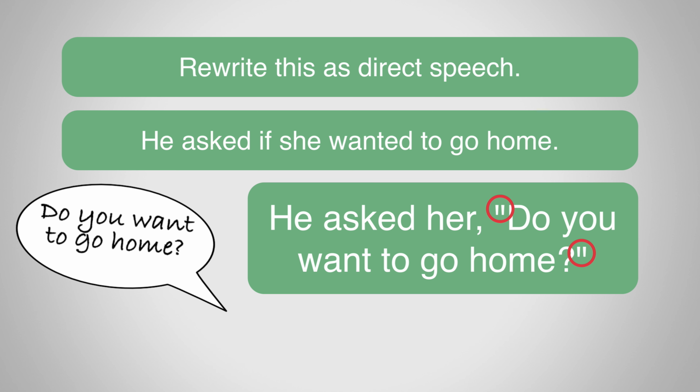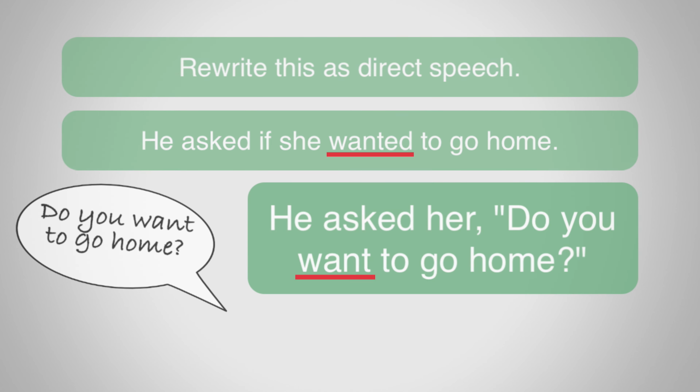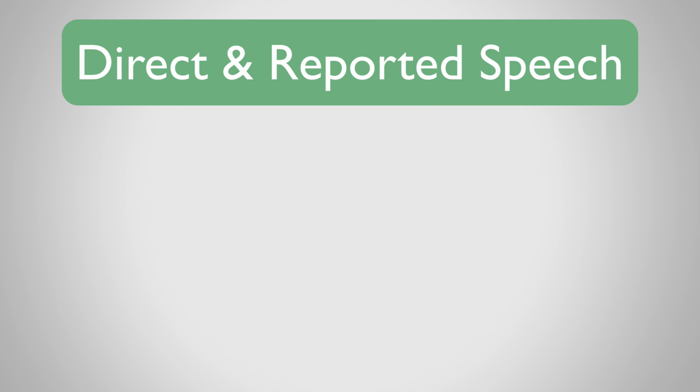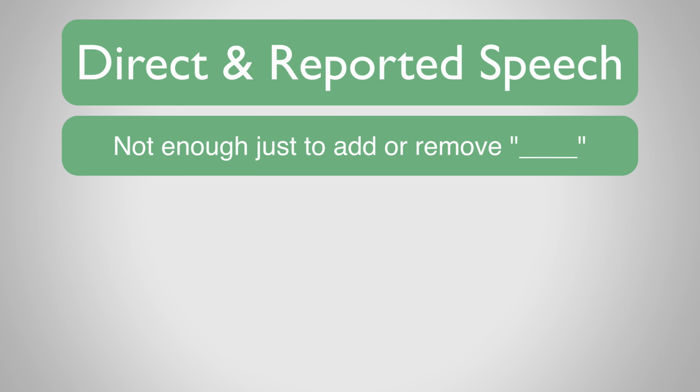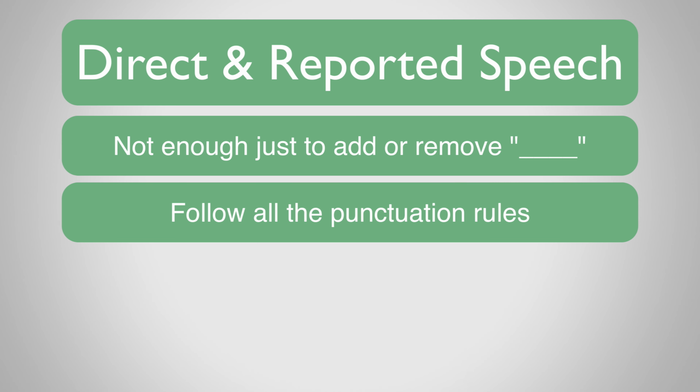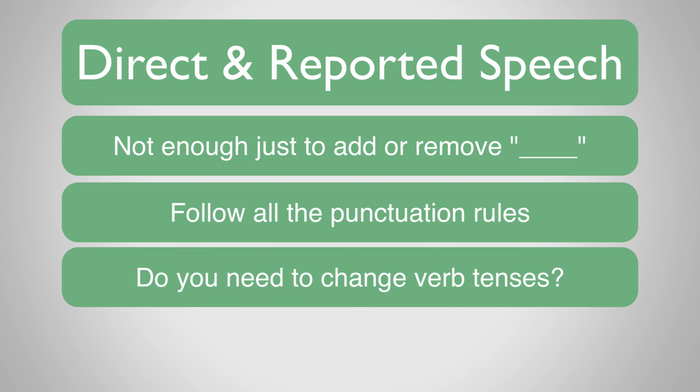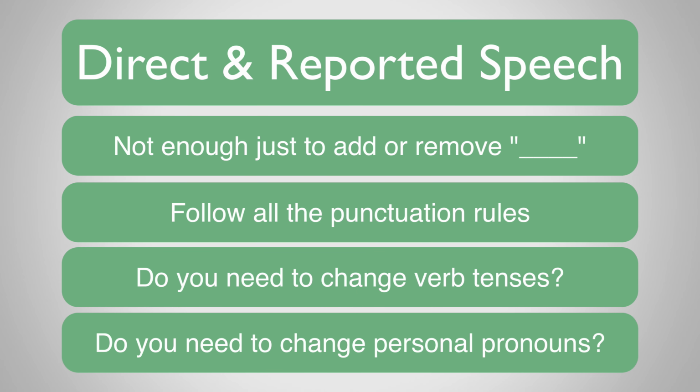Notice how we've included the inverted commas and the comma after the reporting clause. We've also added a question mark, since a question was asked, and we've changed the personal pronoun she to you. Finally, we've changed the tense of the verb from wanted, which is in the past tense, to want, which is in the present tense. Remember, when changing between direct and reported speech, it's not enough just to add or remove inverted commas. Think carefully about following all the speech punctuation rules, as well as whether you need to change verb tenses or personal pronouns.